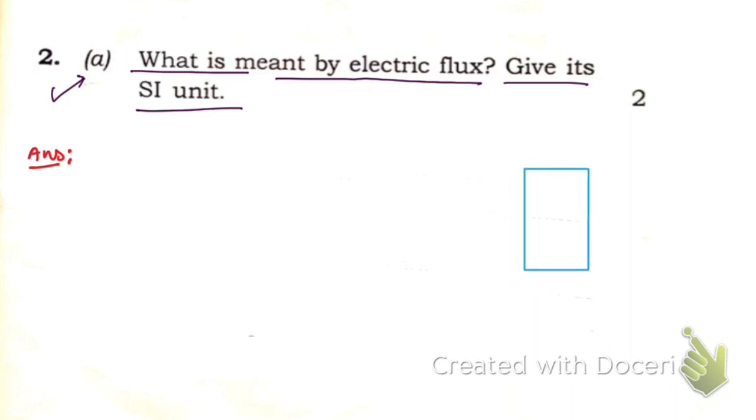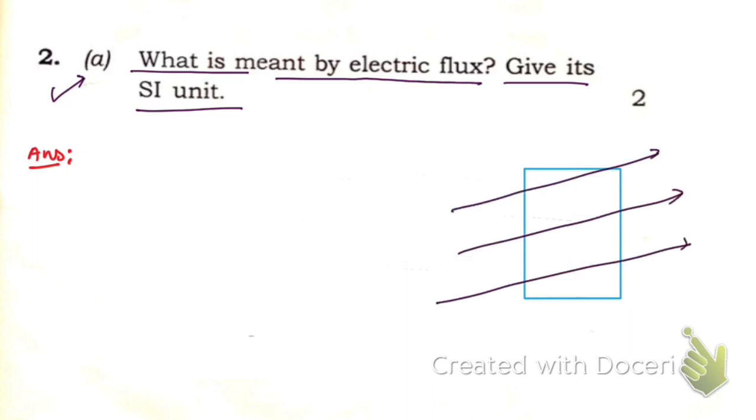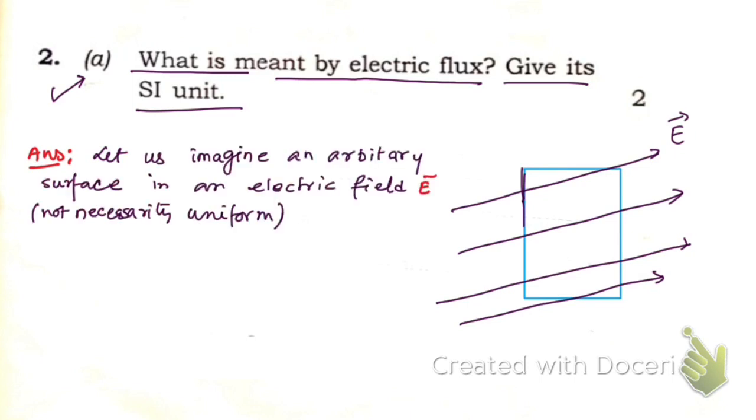Suppose we have a surface. This is a surface in an electric field. This is the electric field, suppose, which is not necessarily uniform. These are the field lines. Let me write these things first. So we have considered an arbitrary surface in the electric field E.